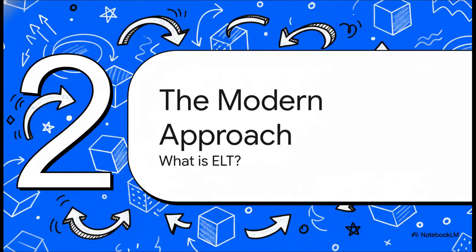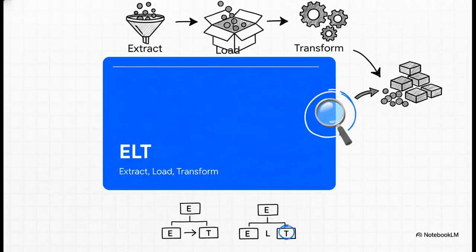All right, so that's the classic way. Now let's look at the modern approach, the one that comes in and just flips that whole process right on its head. Let's talk about ELT. And yeah, you've probably already figured it out. ELT stands for extract, load, and transform. We have the same three ingredients, but we've just swapped the L and the T. And that tiny little change? Well, it makes a world of difference.